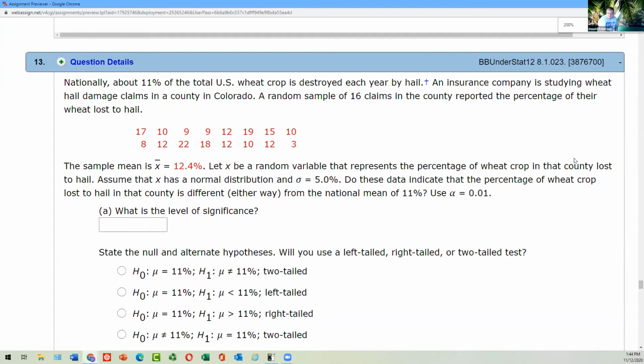Remember, if it's a trick question, I'll tell you. The mean X bar is 12.4. The sigma is in here somewhere. If I go hunting for it, I'll find it. Can someone tell me where I see it? Sigma is 5. And alpha, the significance level, is 0.01.